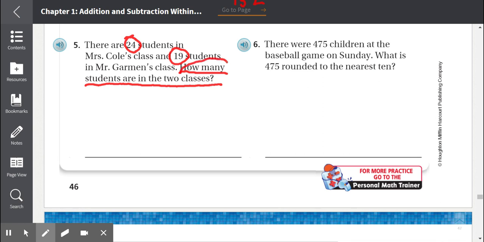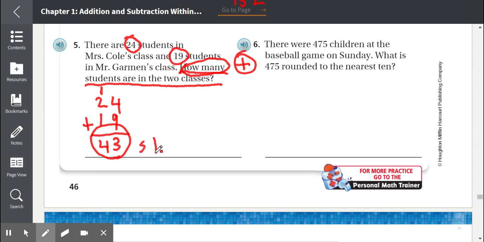Okay, we know how many means to add, so we're going to put our plus sign. So let's add the students in Mrs. Cole's class, 24, and let's add the students in Mr. Garman's class. That was 19. So 24 plus 19, we start with the ones place. 4 plus 9 is 13. We carry our 1 over to the tens place. 1 plus 2 is 3. 3 plus 1 is 4. So our answer is 43 students.